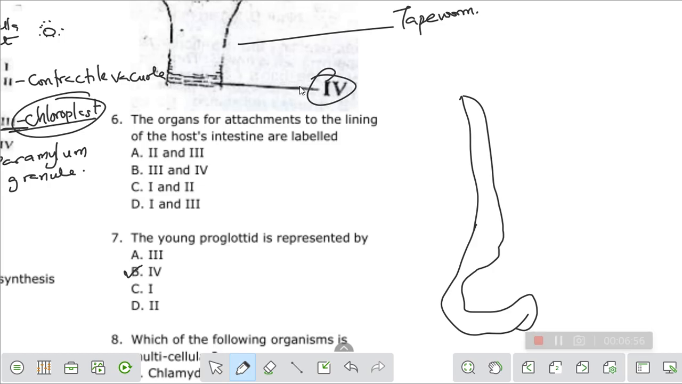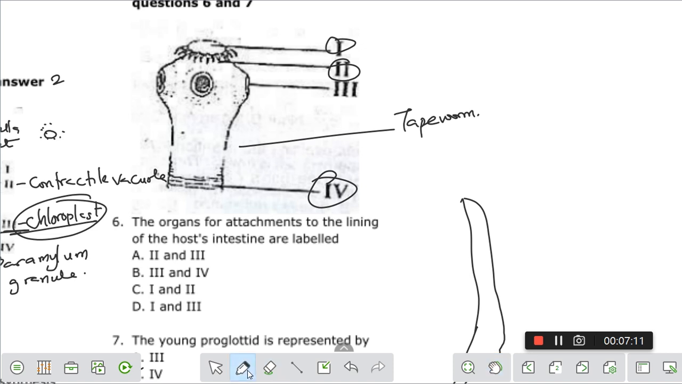And for this one, I need to tell you the labeling. What are they? The labeling that is there. So I need to teach you what the labelings are. I told you this video is just like an explanatory video. So yes, this is the hook. This place is the hook, right? This one on the top is the rostellum, right? And this one is the sucker.